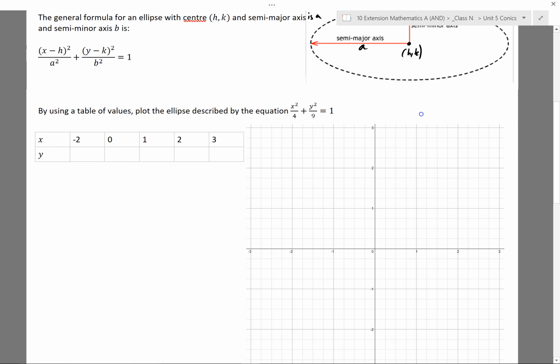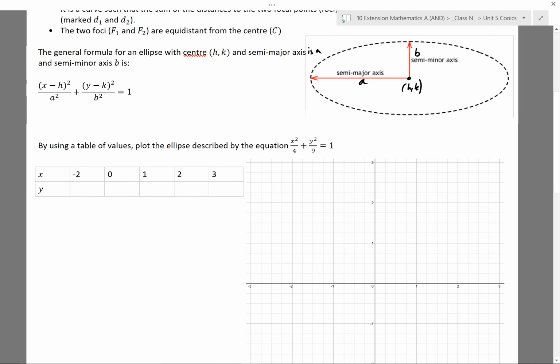Let's just make sure this formula works. I've got an ellipse I want to plot that satisfies this equation. So what I'm predicting is since the a squared value equals 4, you can see how these correspond, I'm expecting the semi-major axis to be 2. Since b squared equals 9, I'm expecting the semi-minor axis to be 3. And since in here I'm not subtracting anything, I'm expecting the center to be at (0, 0).